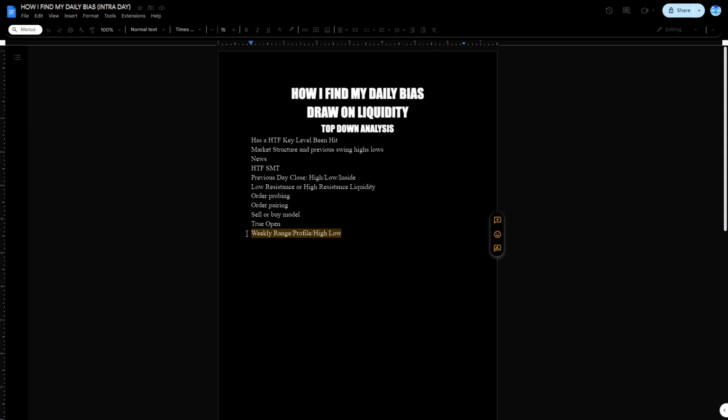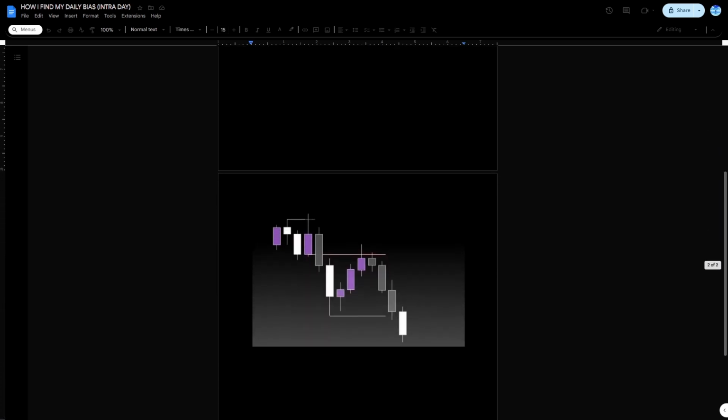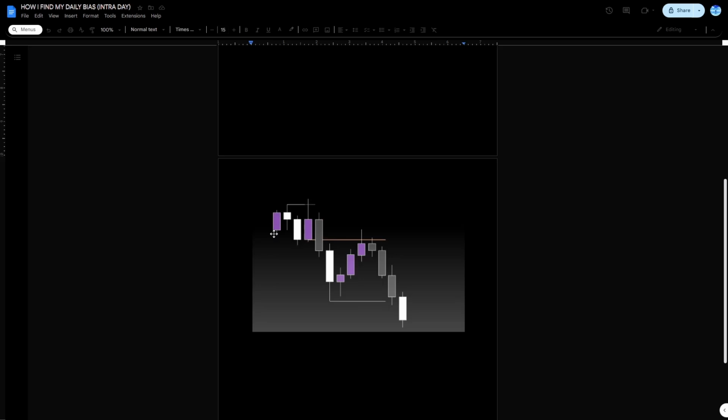We're going to be also looking at our weekly range with our profile into where the high and low is put in. Coming down, we have a very good example with multiple days coming in, with our first day. We don't have any previous days, so we wait. We see a wick and a close back within the range, which can show indecision.